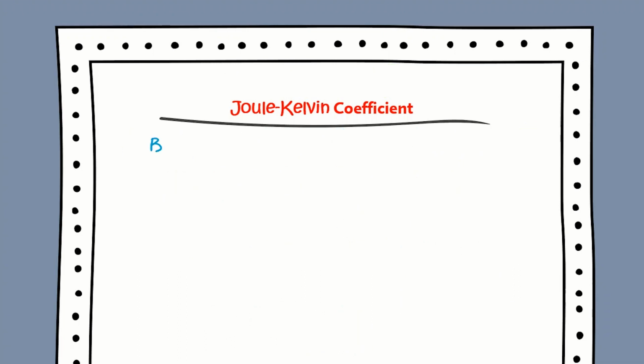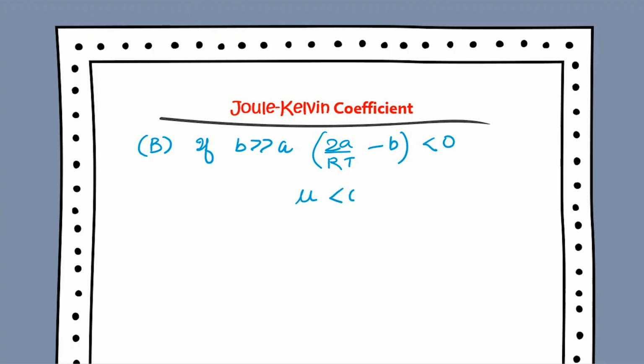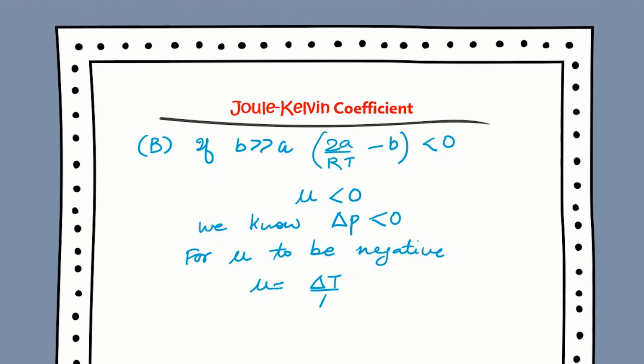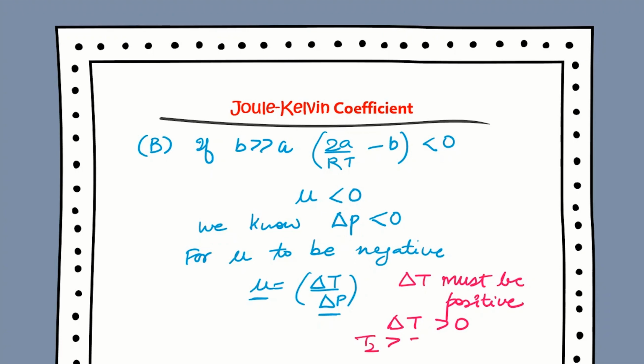Then we will see the next case where B is very much greater than A. Then this term 2A over RT minus B is less than 0, and then our mu is less than 0, and we know delta P is less than 0. So for mu to be negative, and we know mu is delta T over delta P, since delta P is negative, delta T must be positive. So delta T should be more than 0. That means T2 is more than T1. In this case, heating is produced.